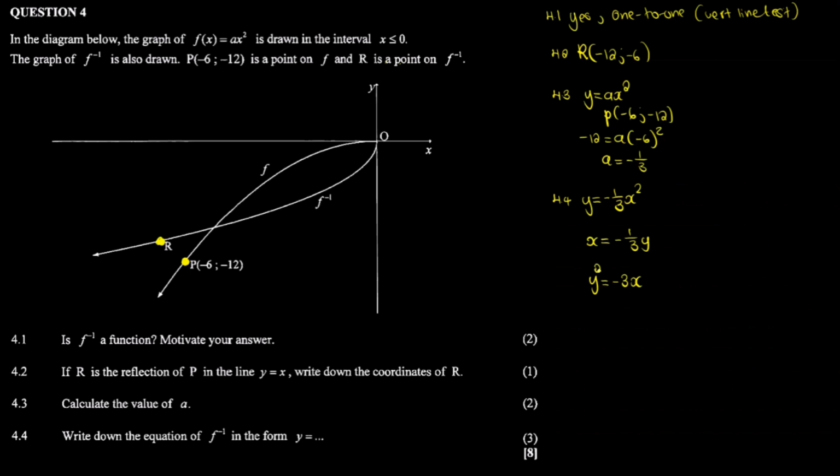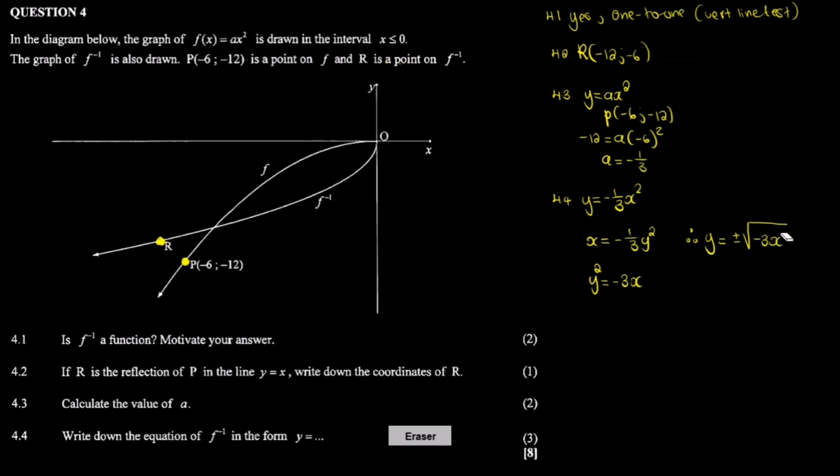So it's going to be y² = -3x. And of course, in this case, the y value will be plus or minus the square root of -3x. But remember, the domain of this parabola was restricted to x values that are less than or equal to 0. So even here, the restriction is going to be such that the y values are less than or equal to 0.